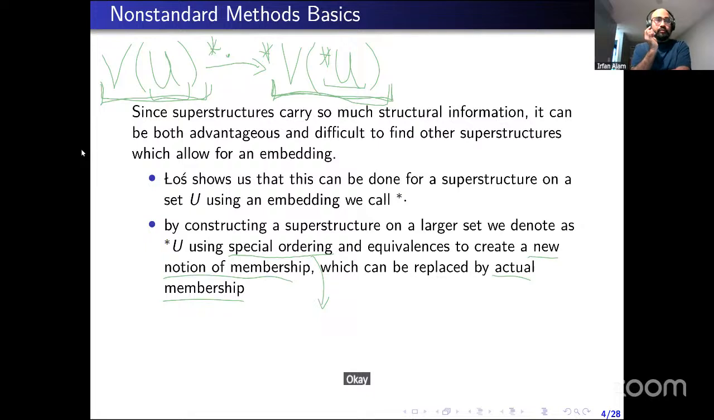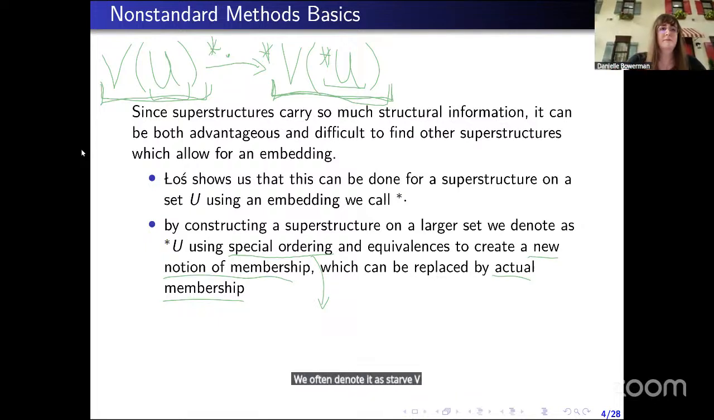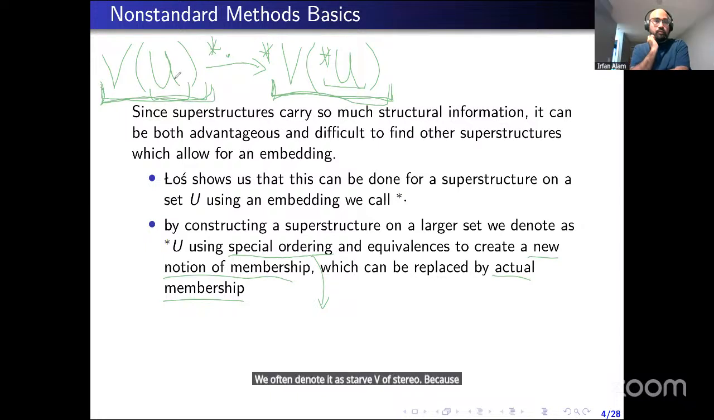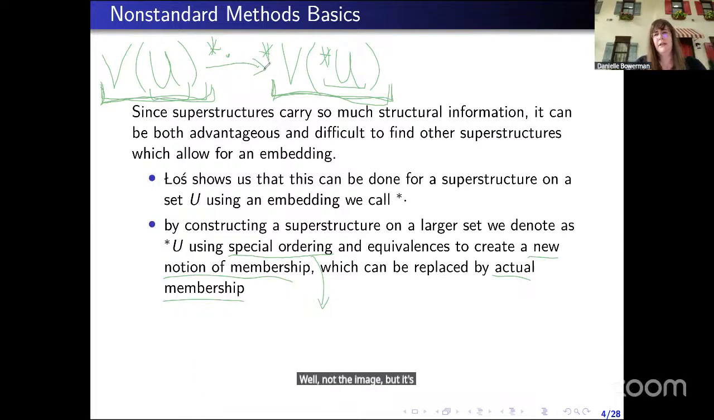Okay, just a small point. Do you mean V of star U or do you mean star V of star U? We often denote it as star V of star U, because specifically this is going to be the image of, well, not the image, but it's going to be related to the image of V of U under this star. I guess you could, in the sense of ordering superstructures or superstructure-like structures, you could say that this is within the just standard superstructure of star U.